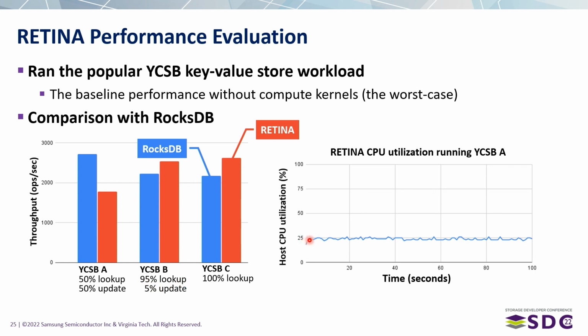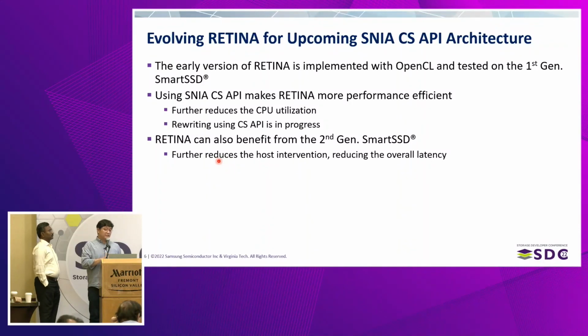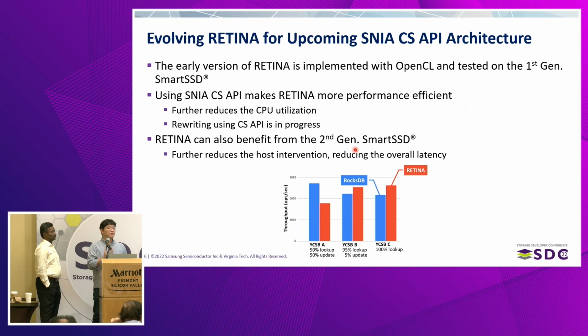The CPU utilization is also much lower than the original RocksDB. But as you can see here, RETINA performs a little bit worse than RocksDB on some workloads. We're going to explain in the next slide why that is and how we can improve this. We are currently porting our initial OpenCL implementation to the SNIA CS API implementation with the SmartSSD Gen 2, and we expect to get higher performance.